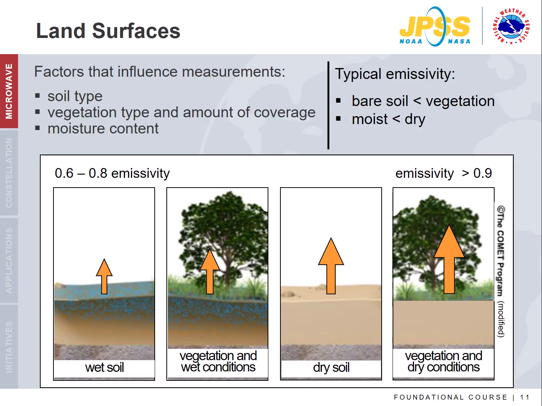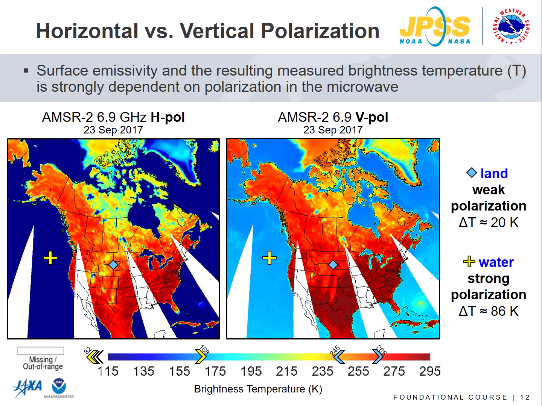By comparing several frequencies and both vertical and horizontal polarizations, the effects of vegetation can be distinguished from the effects of surface wetness. Microwave surface emissivity and the resulting measured brightness temperature is strongly dependent on polarization and is another important aspect to consider when teasing out surface feature information to use in products.